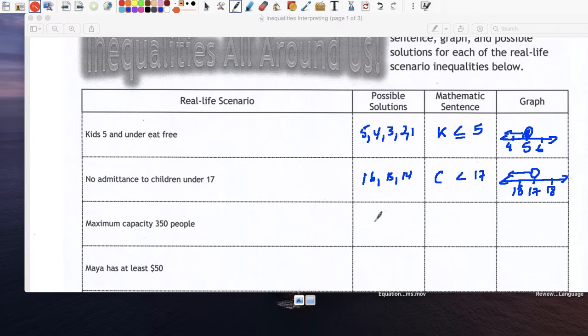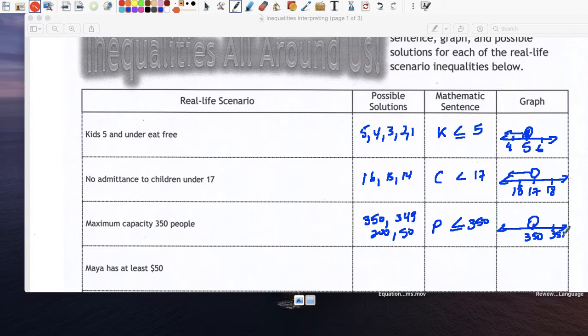Maximum capacity 350. So I can have 350 people in the room. I can have 349. I can have 200. I can have 50 people. But I can't pass 350. So up to 350, it's okay. So the number of people in the room can be less than 350 or equal to 350. So again, another line, 350.